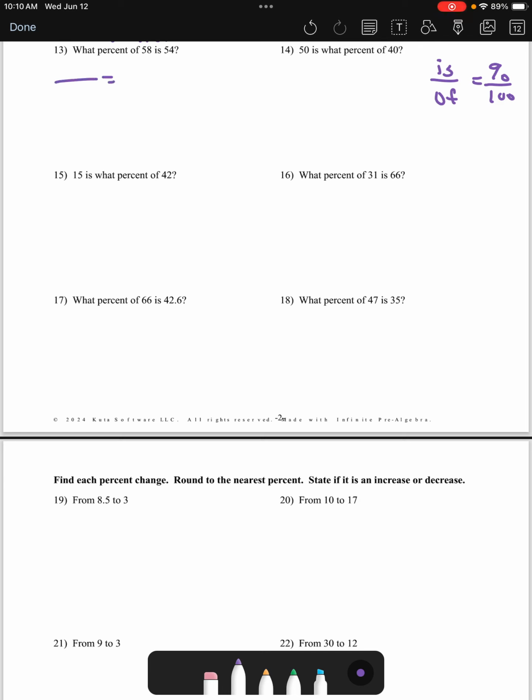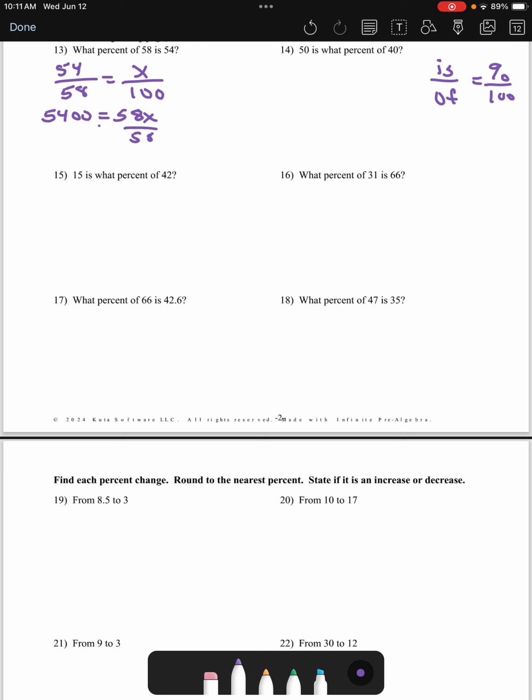So let's do two of these together before I have you just try the last four. Our setup is still the same. What percent, so I don't know the percent, of 58 is 54? That's the hard part. Once you have this, with a calculator in hand, solving proportions, piece of cake. Cross products. 54 times 100 is 5400. 58 times x is 58x.